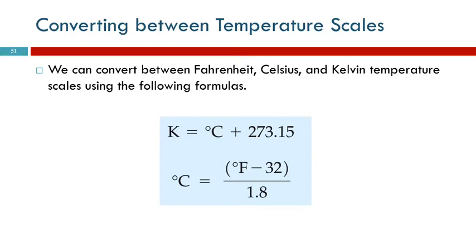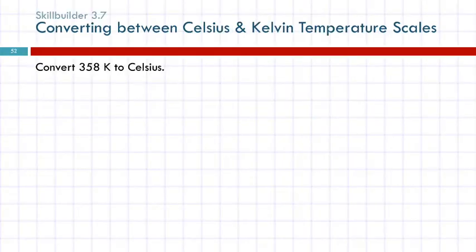If you ever get a negative Kelvin temperature, you did something backwards because negative is impossible on the Kelvin scale. You can't go lower than absolute 0. That's why it's absolute 0. It's the lowest. So let's do this. Convert 358 Kelvin to Celsius.